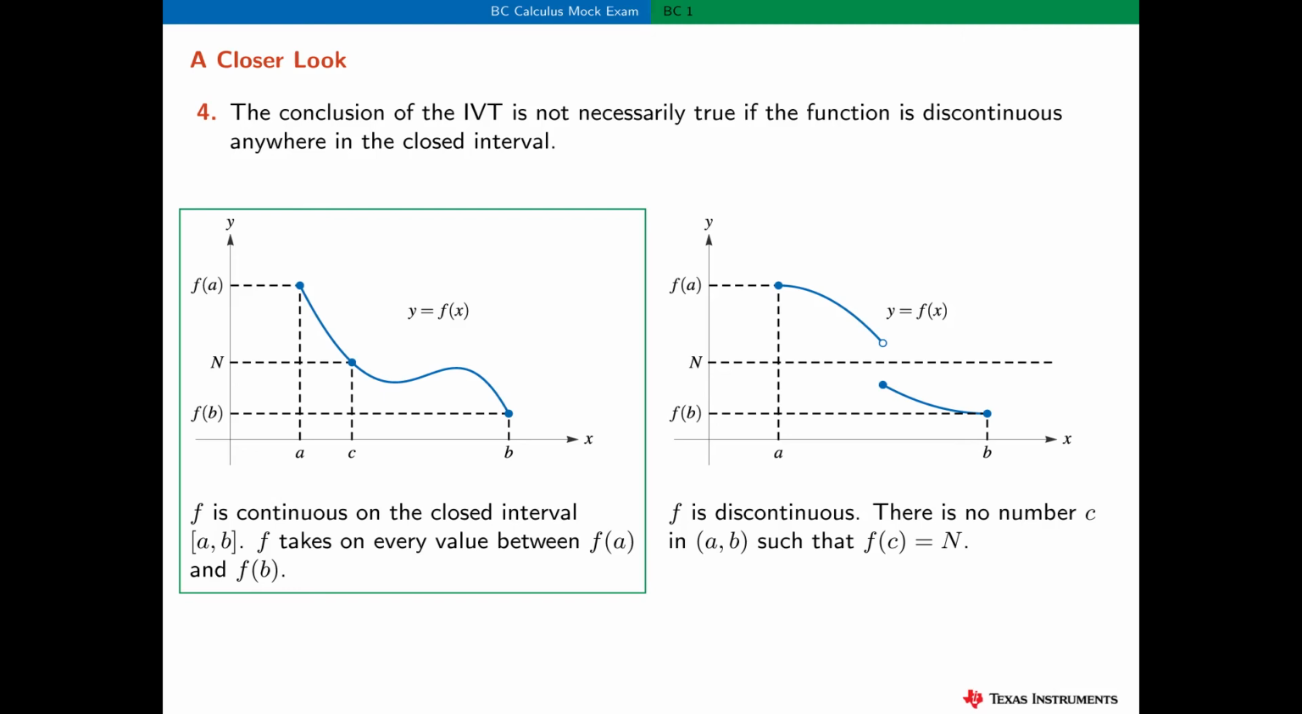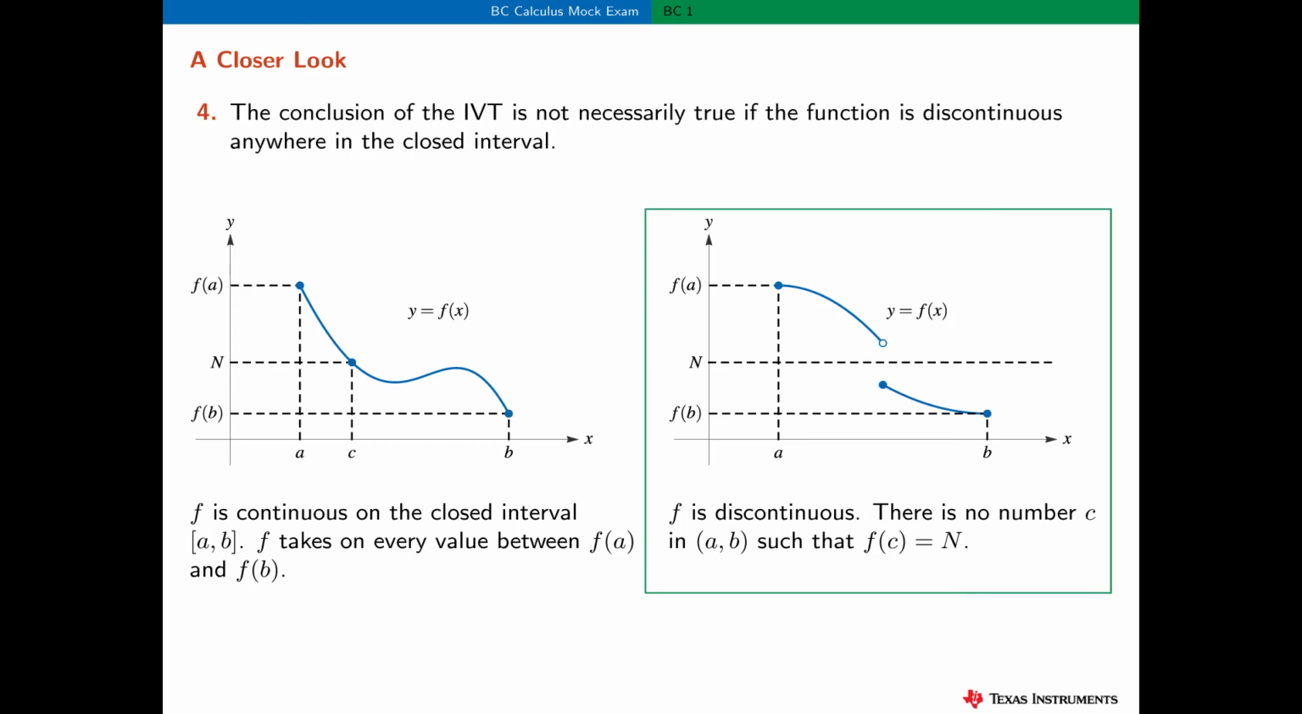This illustration shows f of a greater than f of b and one such value c for the selected value of n. In this graph, the function f has a point of discontinuity in the interval a to b, so the assumptions for the IVT are not met. So that means for a selected value of n between f of a and f of b, there could be a value of c, so that f of c is equal to n, but we're not guaranteed that there is one. And this illustration shows there is no value of c for the selected value of n.